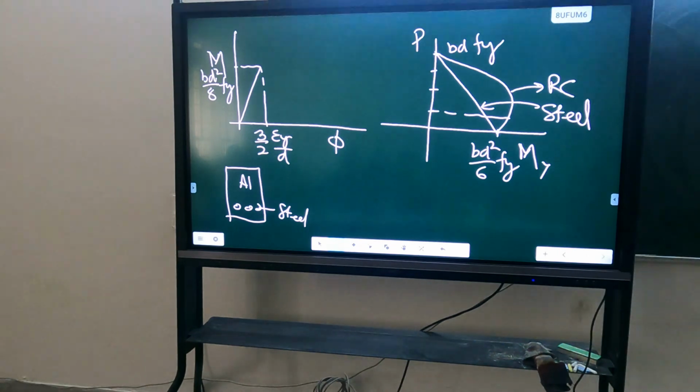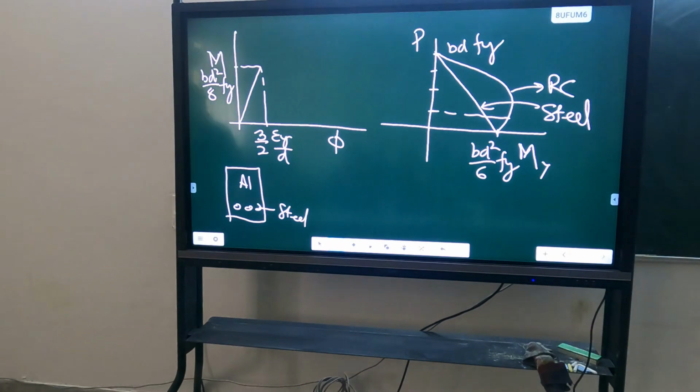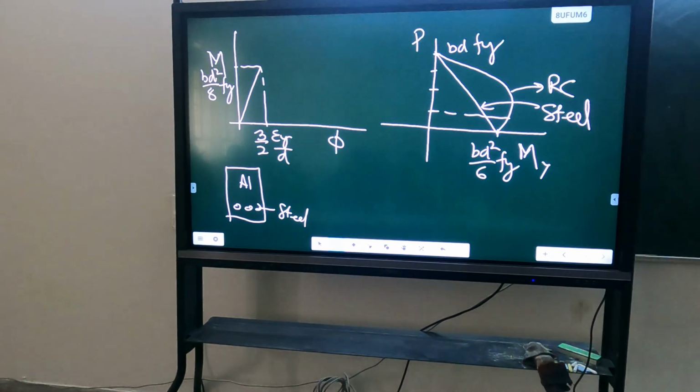So in compression also, concrete does not have infinite strength. If you are increasing the axial force, it is true that more area will be in compression and it will be affected. But at the same time, the compressive stress in the extreme fiber will also go on increasing. If concrete had infinite strength in compression, then as you go on increasing the axial force, the bending moment capacity would go on increasing. But the strength in compression is also not infinite.